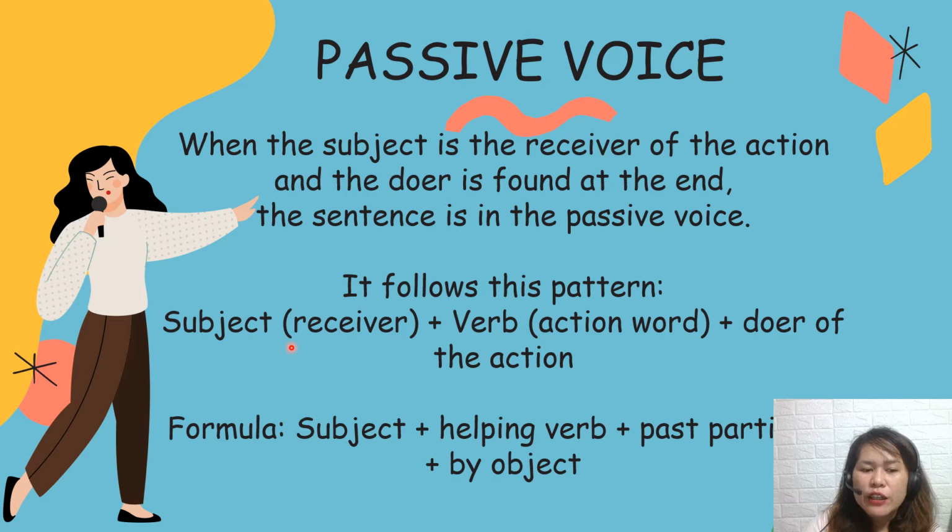Okay, ito yung pattern. Subject. Pero pagdating sa passive, ang subject natin, siya ang receiver ng action. And then we have the action word and then the doer of the action. Okay, sa formula natin, ayan yung subject, helping verb, which can be is, are, was, were, o yung mga helping verb natin, plus past participle, and then plus the by object.